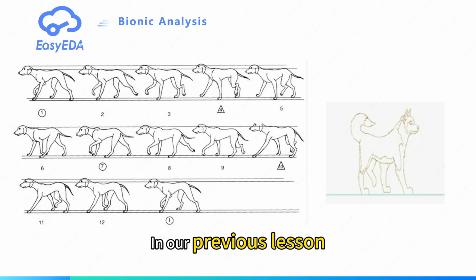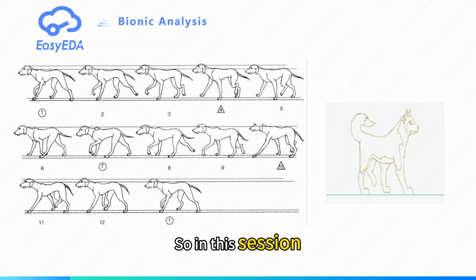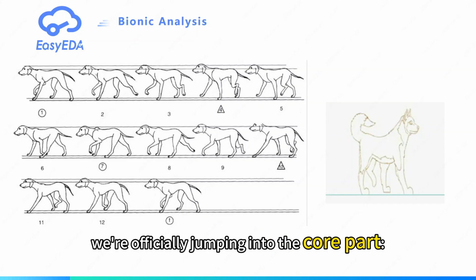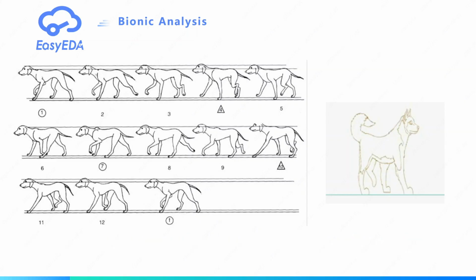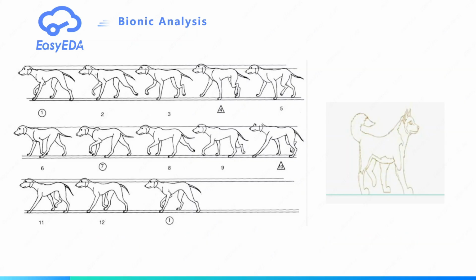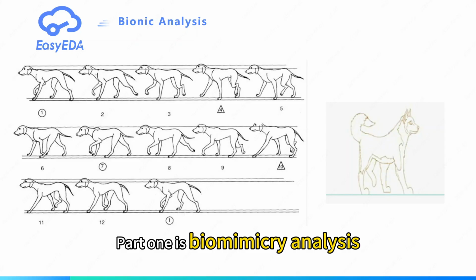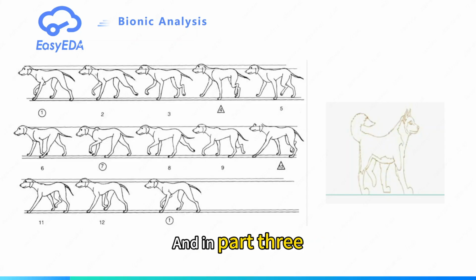In our previous lesson, we finished designing the web-based control interface. So in this session, we're officially jumping into the core part, writing the motion control code for our quadruped robot. This lesson is going to be divided into three main parts. Part 1 is biomimicry analysis, Part 2 is code development, and in Part 3, we'll do a quick wrap-up.